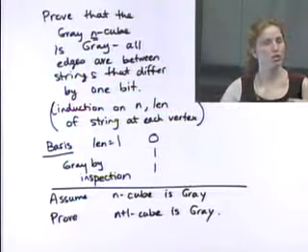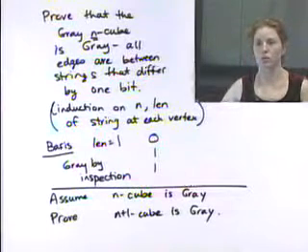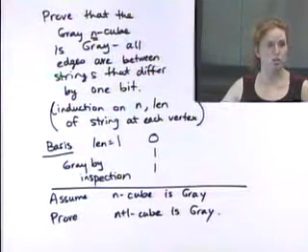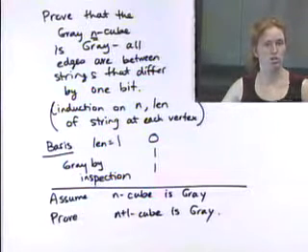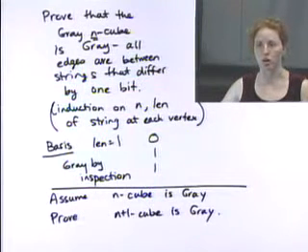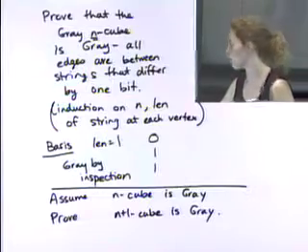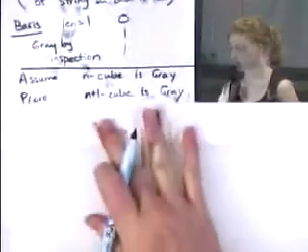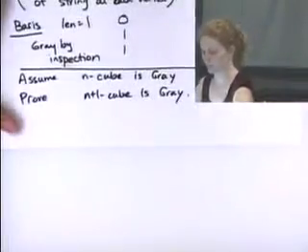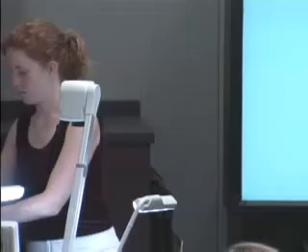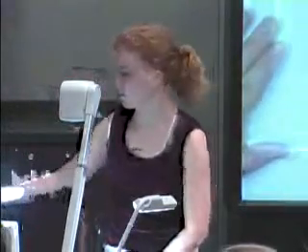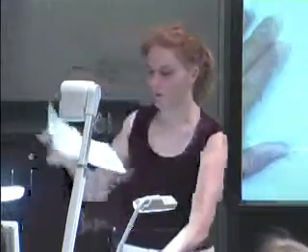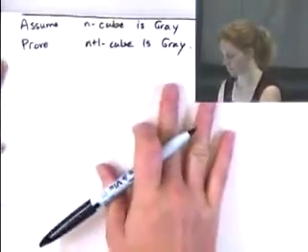We would start with the recursive definition, right? And then we plug in things from the assume. So that's exactly what we're going to do here. We're going to use our recursive definition, although it's not an equation, right? It's a rule. So we need to start with the rule. So we're assuming that the n cube is gray. We're going to prove that the n plus 1 cube is gray. And we want to start with our rule.